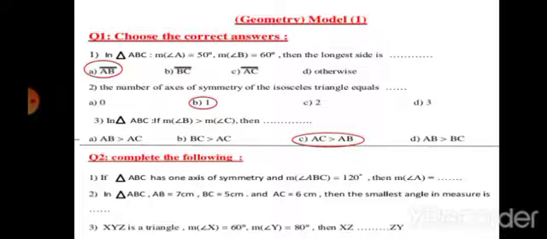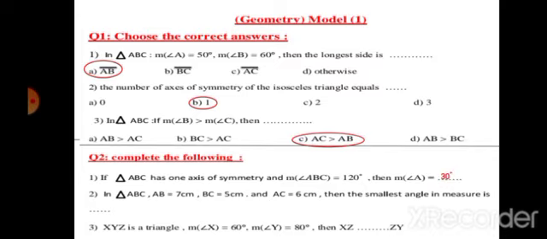Question 2. Complete. If triangle ABC has one axis of symmetry, that means it's isosceles, and measure of angle ABC equal 120. What about measure of angle A? Okay, first 180 minus 120 equal 60. Divide 60 by 2 because the triangle is isosceles. So measure of angle A will be 30 degree.